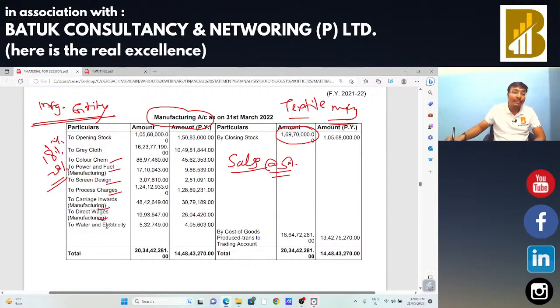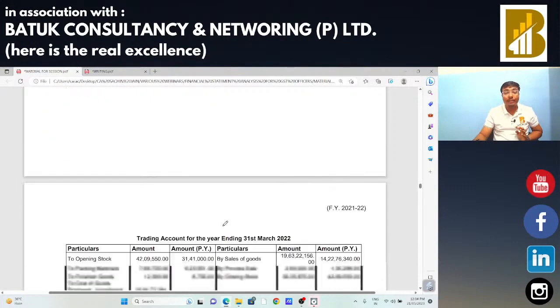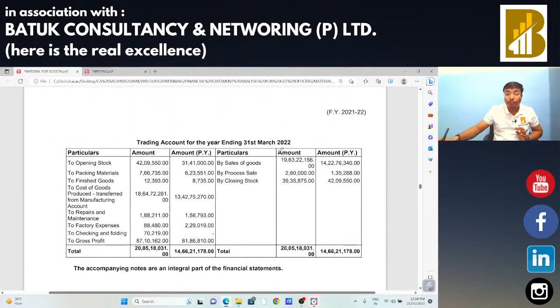Carriage inward, manufacturing, direct wages, no GST, water and electricity, no GST question. So by analyzing that manufacturing account, we got just one idea, that the case is related to the refund. Refund we also need to check. Okay, sir. Now, when we are going to check the trading account, there is a process sales.